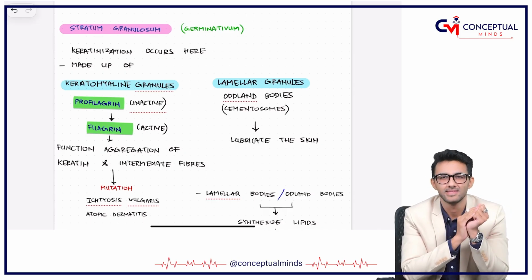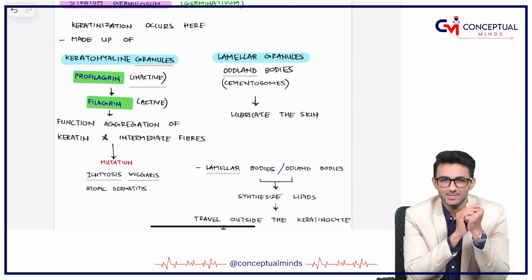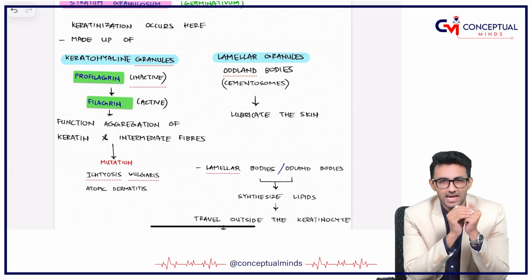And how about the other one? It is going to cause ichthyosis vulgaris and atopic dermatitis. And that is all for this layer, the stratum granulosum. So let us go on to the next one.